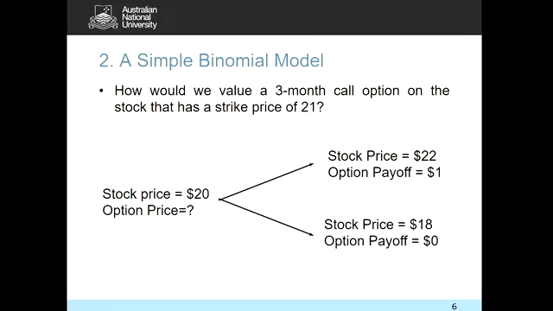Down the bottom, my stock price is 18. 18 minus 21 gives me -3. Do I exercise the option? No. So I don't exercise the option, so the payoff is 0. Remember, in this scenario the option doesn't get exercised, because call options only get exercised when the spot price is higher or greater than the exercise price. So it will not be exercised down here. Everyone okay so far? Just looking at simple payoffs.